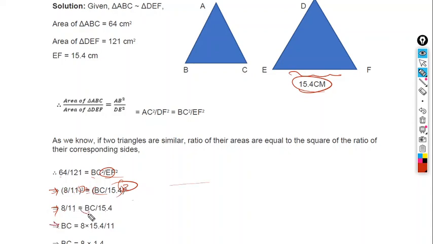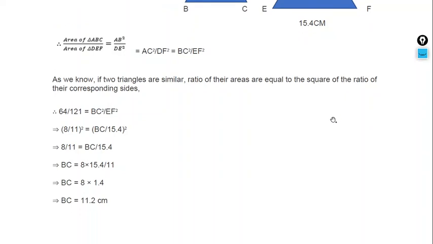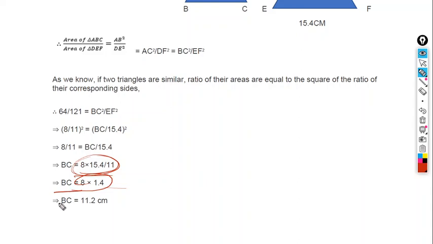Now it implies BC will be equal to 8 into 15.4 divided by 11, transposing 15.4 to the left-hand side. So BC is equal to 8 into 1.4. You can solve all these things. Now it implies BC is equal to 11.2 centimeters. So we got the value of BC, that is what we require.